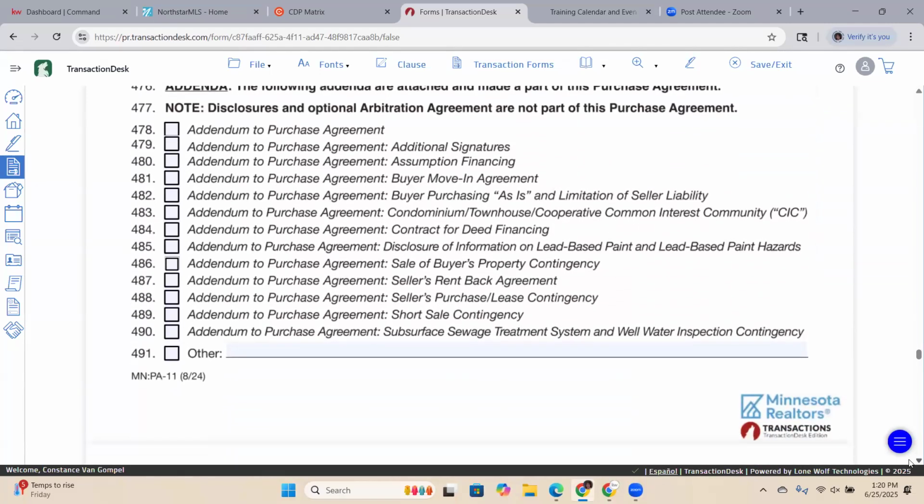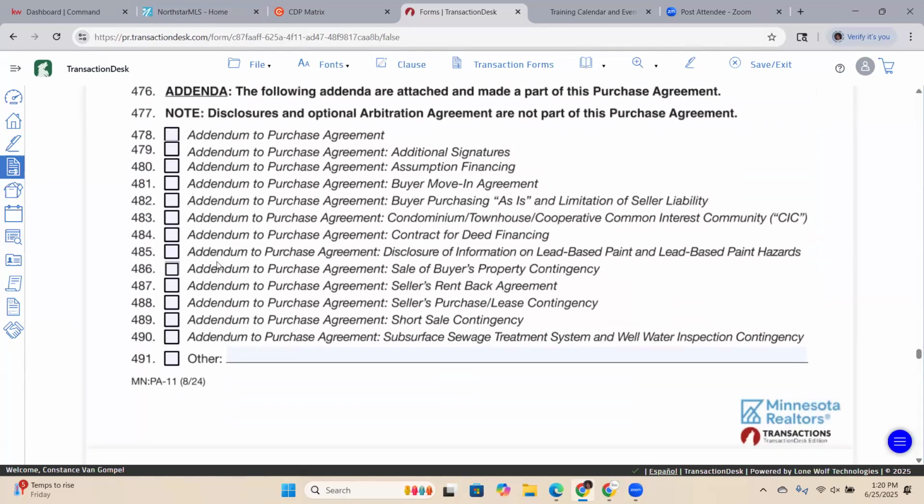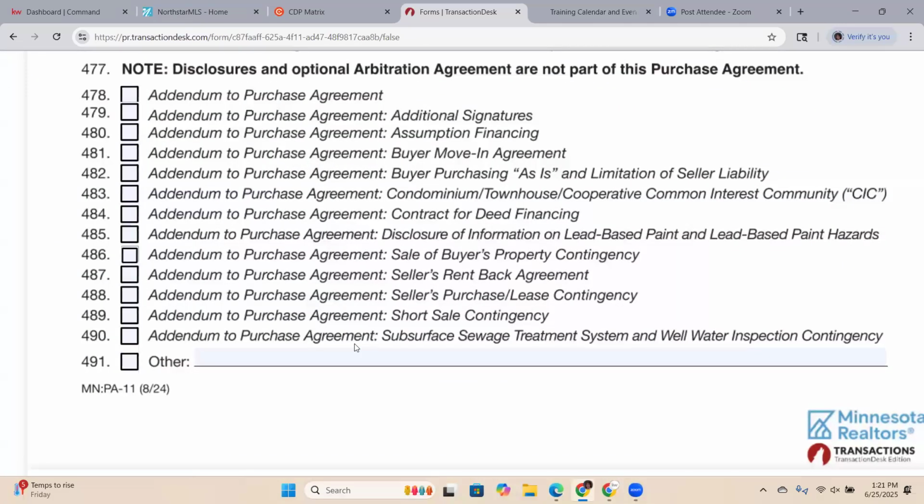And then down here would be where you would put in any of your addendums that are on here. So like in here, here's for the sewage treatment down here. If you're doing condominium townhomes, it's going to be an addendum on that. If you do a handwritten one, you would just start checking the boxes for that.